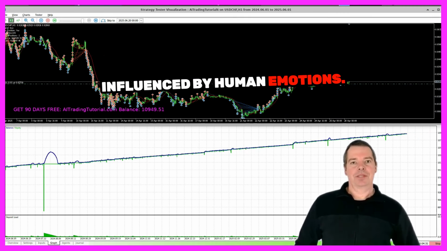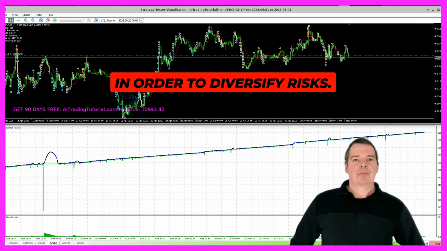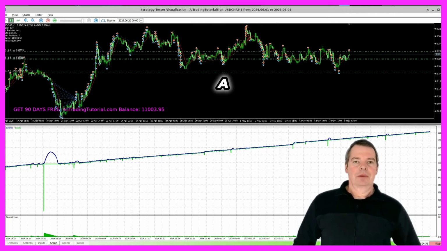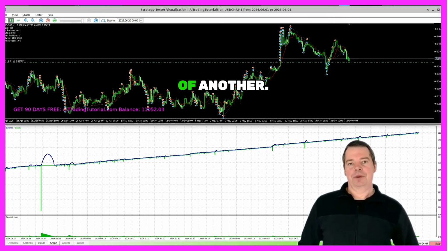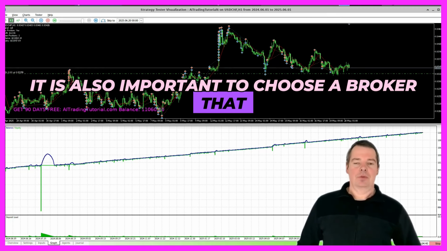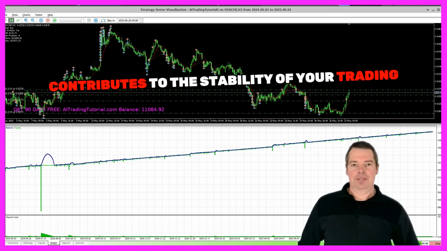Algorithmic trading systems, on the other hand, trade strictly according to the programmed algorithm without being influenced by human emotions. In addition, you should consider trading different currency pairs in order to diversify risks. For example, a volatile movement in one currency pair can be offset by the stability of another. It is also important to choose a broker that offers reliable execution, as this contributes to the stability of your trading account.